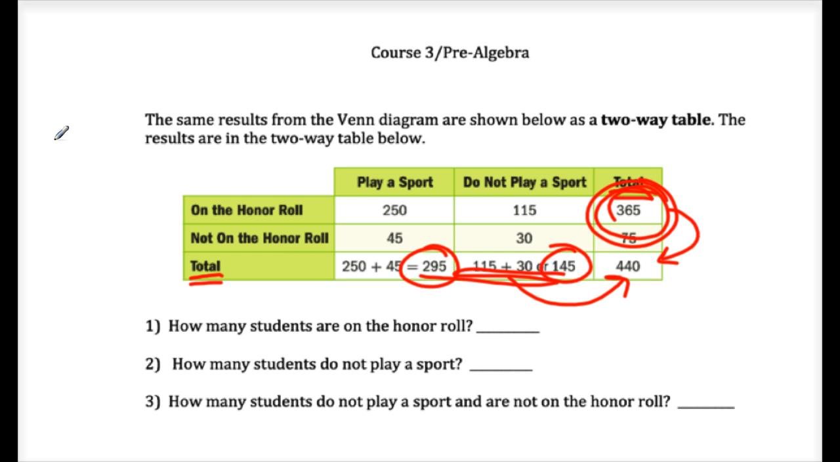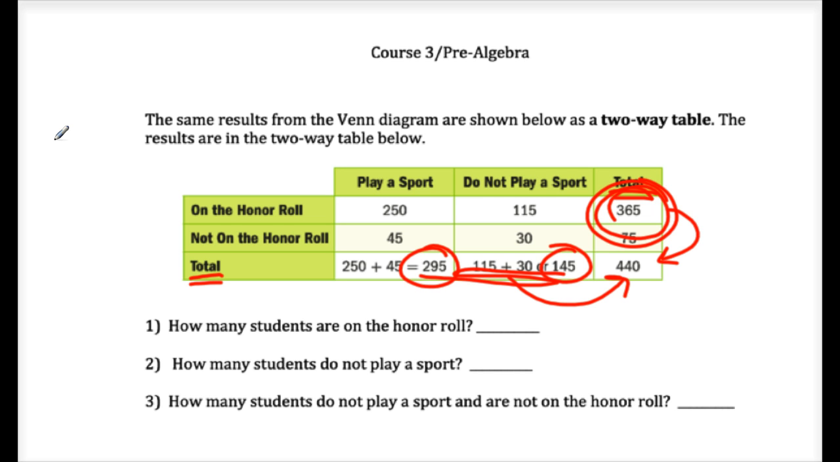Okay, let's answer some questions now. Don't blurt them out. How many students are on the honor roll? Make that decision right now. 365. Didn't we just do this? We did just mention it, but see if you can get it from the table.